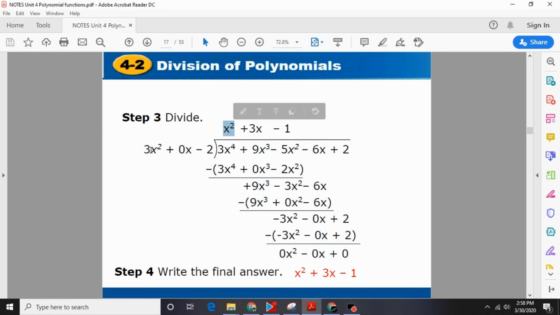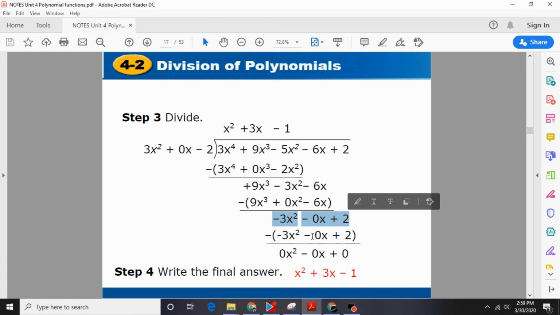Distribute x squared across this value. Sorry, this one right here. You get this result. Take its opposite or subtract it from its prior. You're going to get this result. 3x squared times what is 9x cubed? That's 3x. Distribute, you get this result. Subtract the entire expression, and bring down your last term.